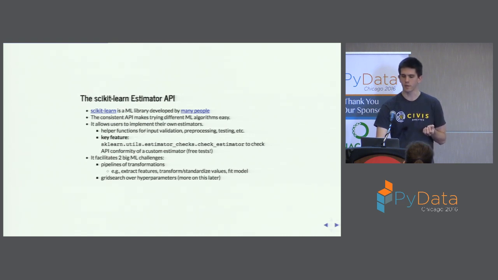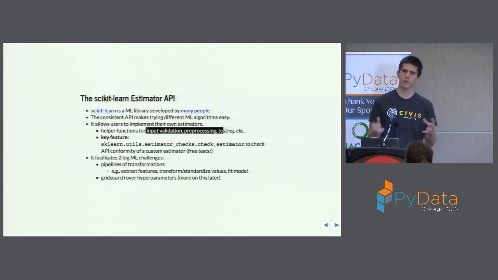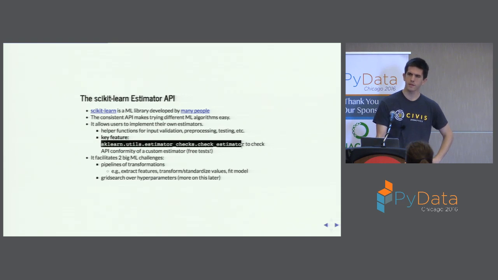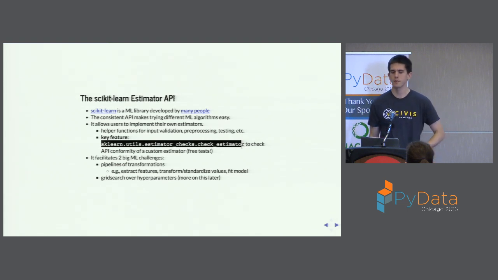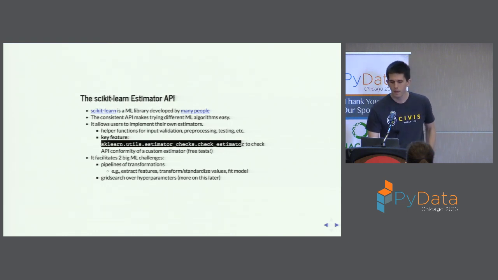There are helper functions which help you with things like input validation, preprocessing, and testing. There's also a talk yesterday by Tom about implementing a transformer, which is very similar, but here I'm going to be implementing a predictor, particularly classifiers and regressors. Another very important part is that there's some very nice functionality to check that what you're implementing follows the actual API. They have a whole suite of unit tests that will run on your custom estimator to make sure that it actually is a custom scikit-learn estimator and not just some piece of code.